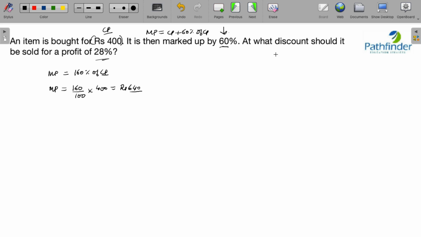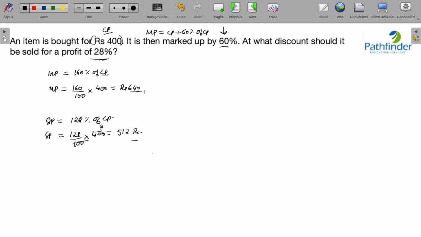The next sentence asks you at what discount should it be sold for a profit of 28%. So you have a profit of 28%. Therefore, selling price must be 128% of the cost price, or 128 upon 100 into 400. This is your selling price. So 100 fours are 400, so 480 plus 32 is 512 rupees is your selling price.